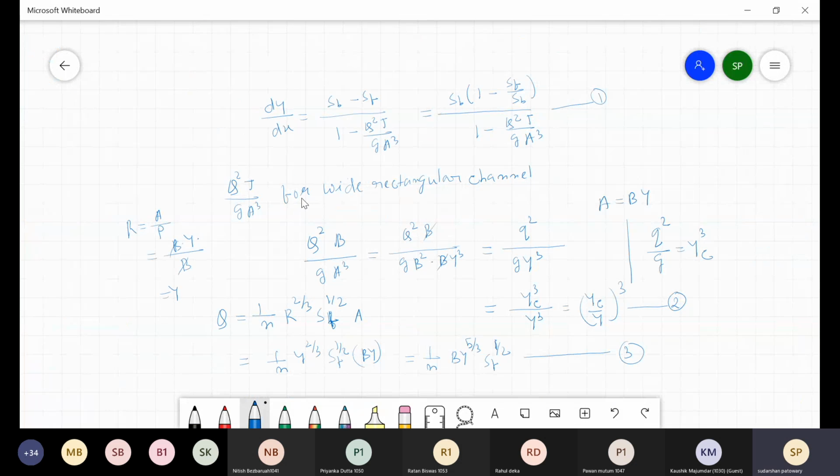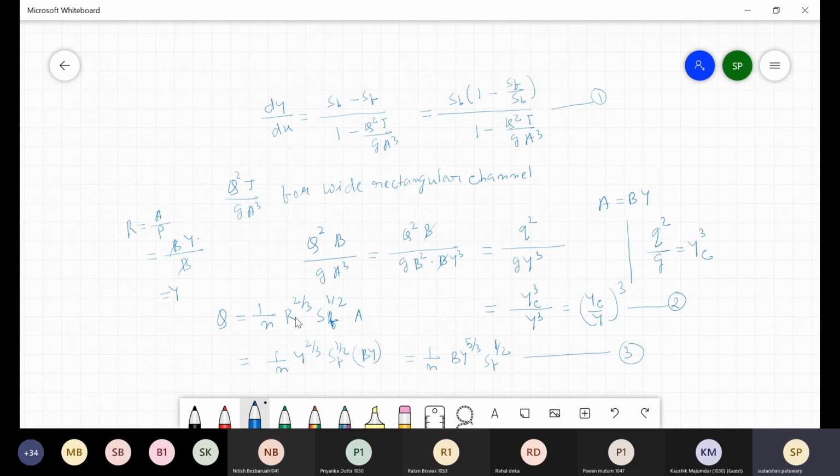Q square T by I have written for a wide rectangular channel, and this wide rectangular channel concept is applied here in the case of R. For a wide rectangular channel, R is equal to A by P. A is equal to B into Y, and B cancels because in a wide rectangular channel I neglected Y. So that's why R becomes Y, and this concept is applied here.